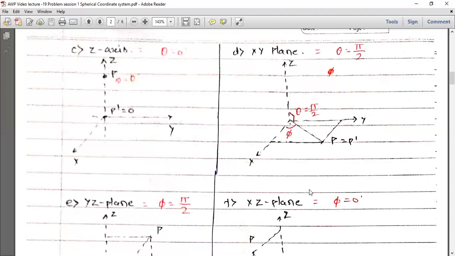Phi can take values from 0 to 2 pi, and therefore in the xy plane r can take values from 0 to infinity. We cannot say in general anything about the values of r. Phi can take any value from 0 to 2 pi. We cannot say that any specific value is fixed for all the points.